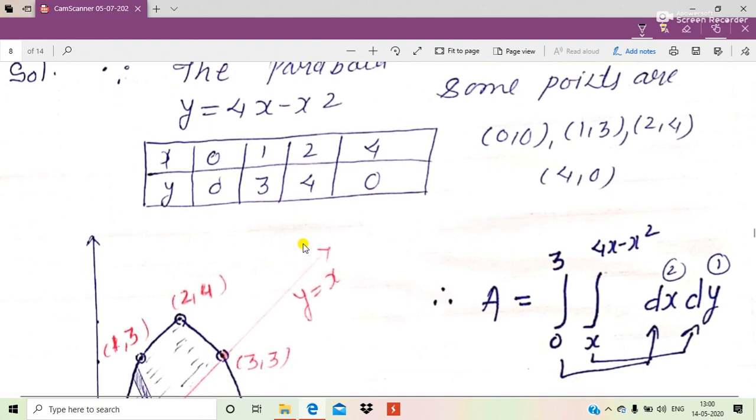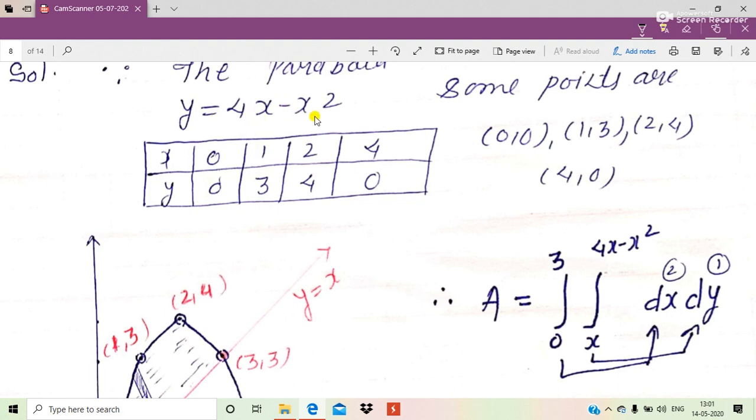Then we will find the intersection between these two curves. So y is equal to 4x minus x square. So we are making a chart between different values of x and y. If we take x as input and y as output, then if we put x is equal to 0, y will be 0.